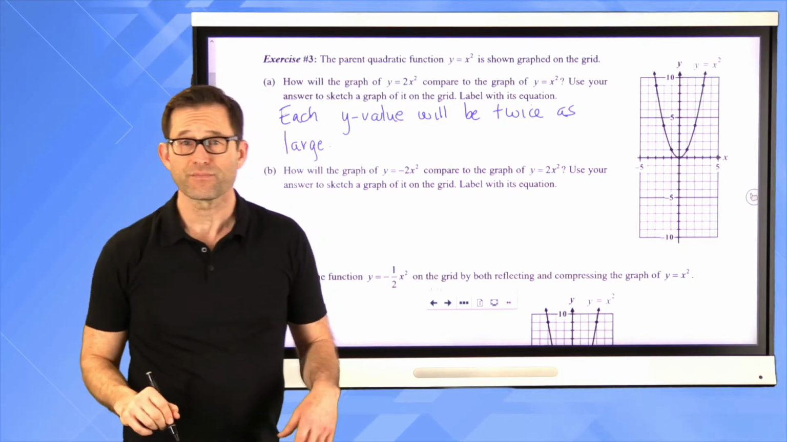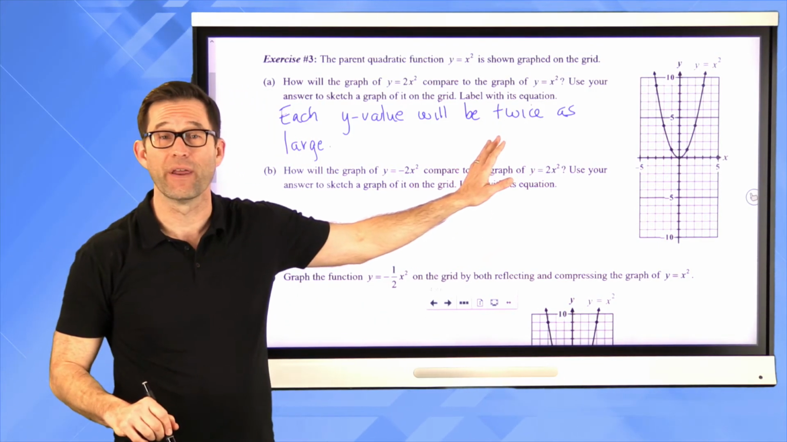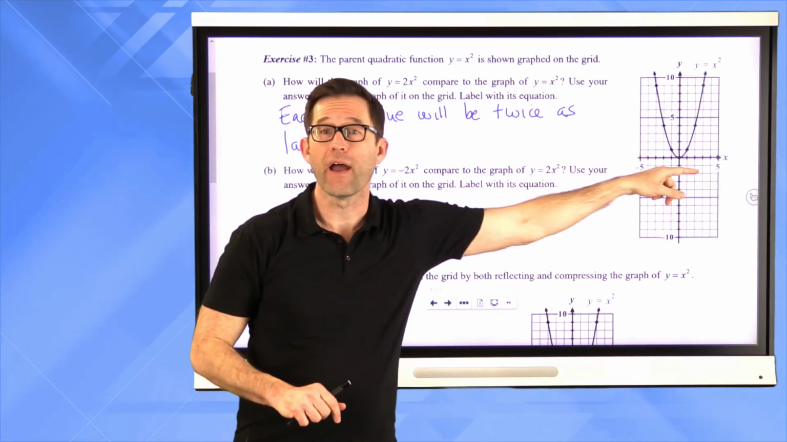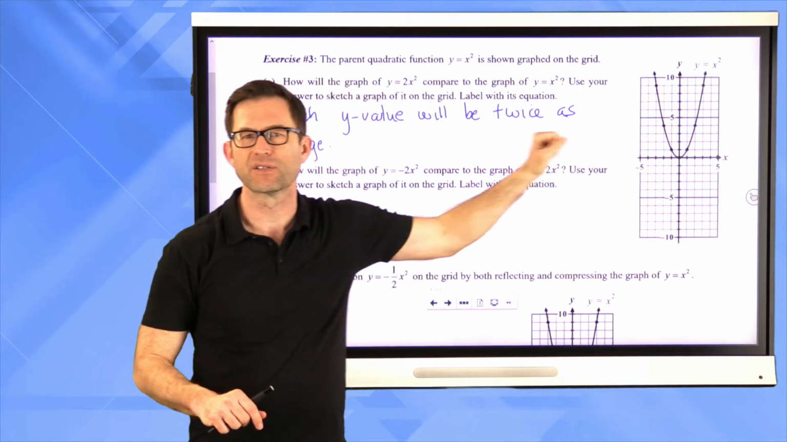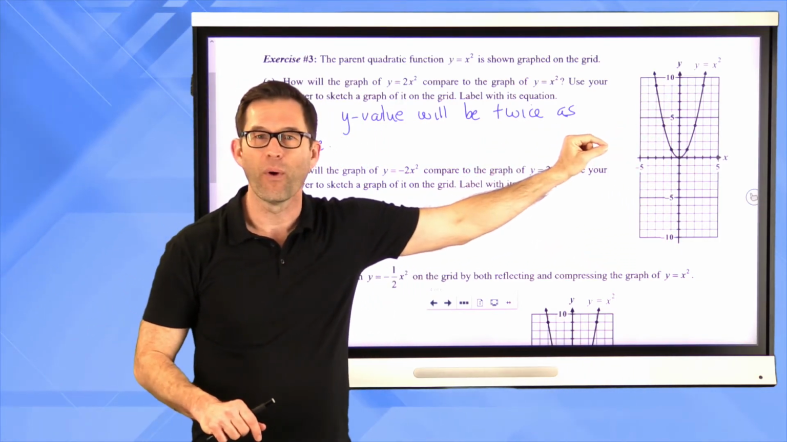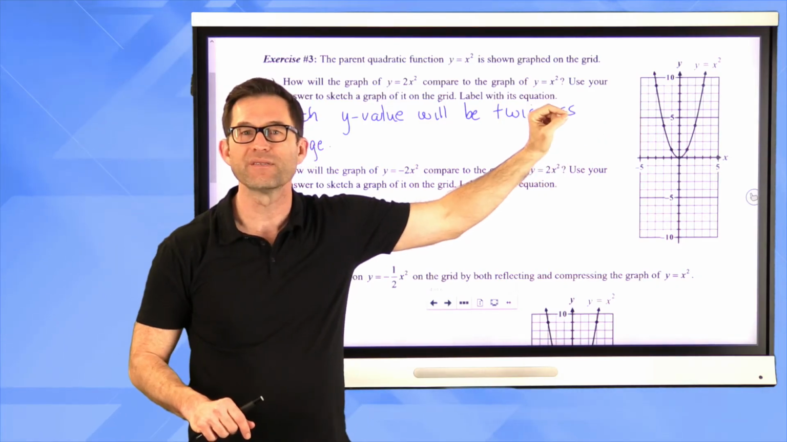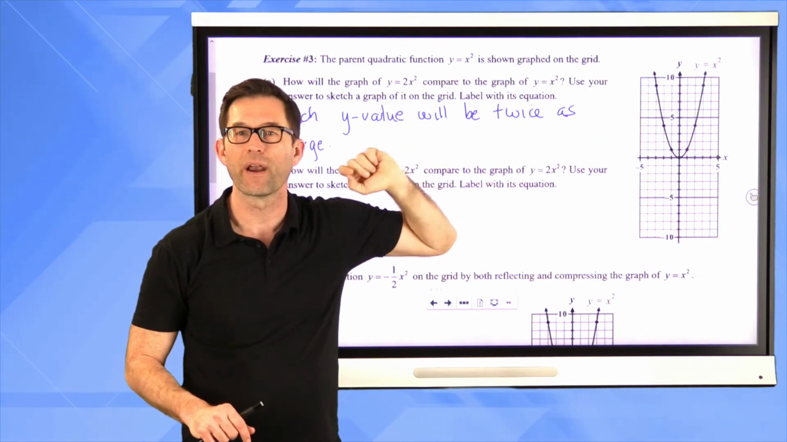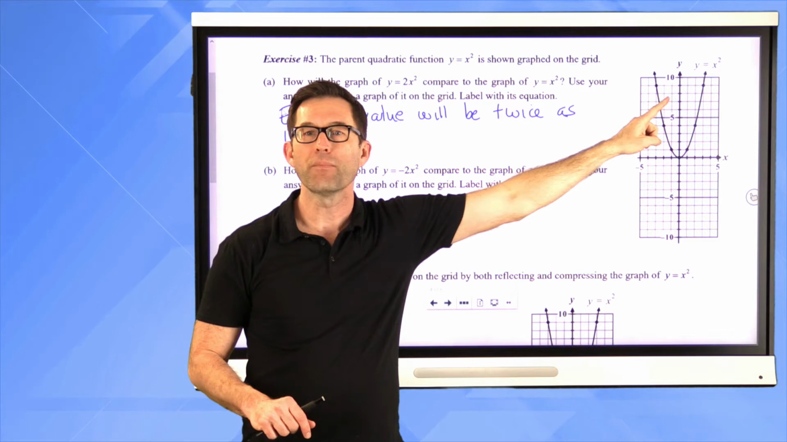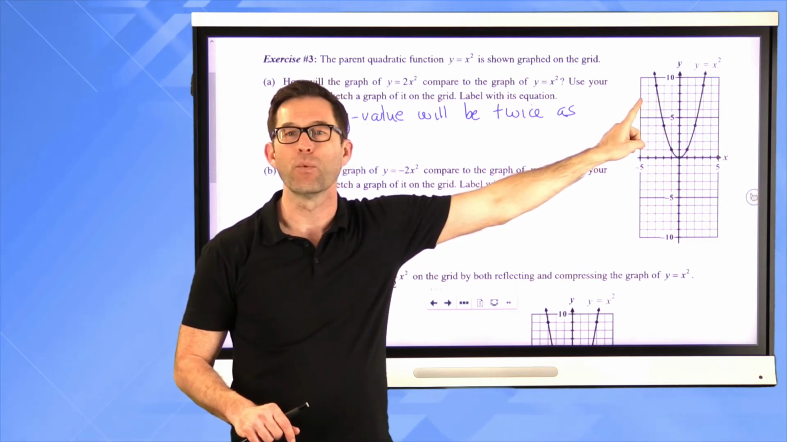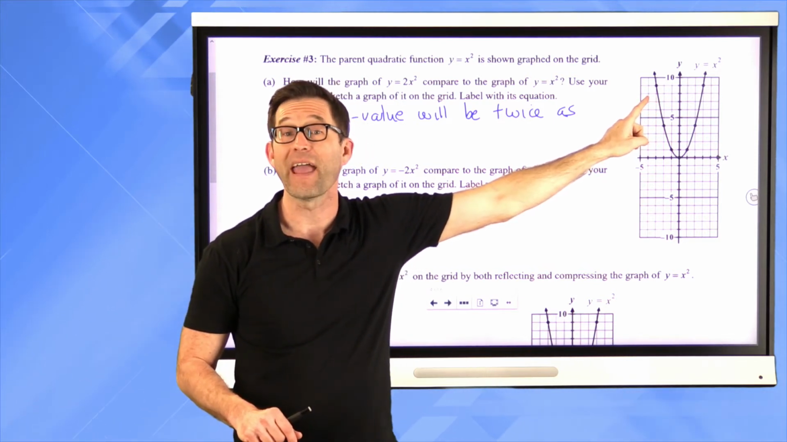Now, how do I use this then to create a graph? Well, it's awesome. I look at every point on here that it makes sense to look at. I take a given point, I look at what its y value is, I multiply that y value by 2, and I replot the point. Now, the one up here at -3, 9 would suddenly become -3, 18.